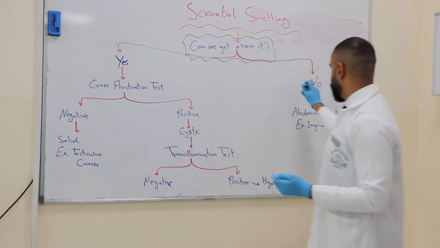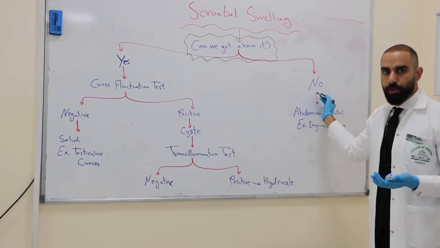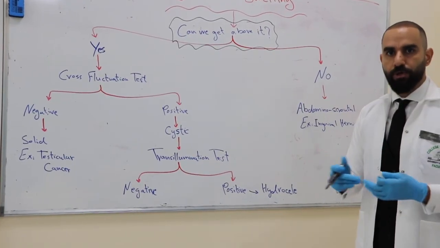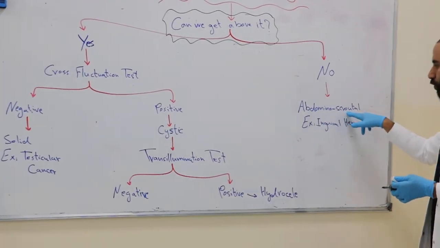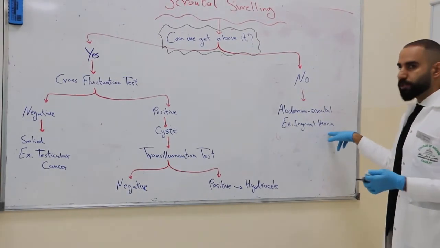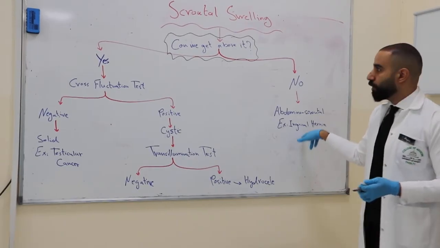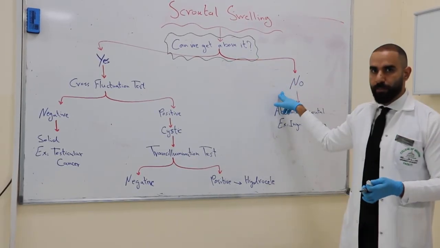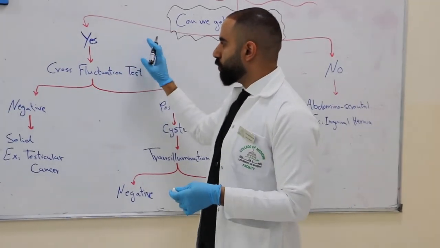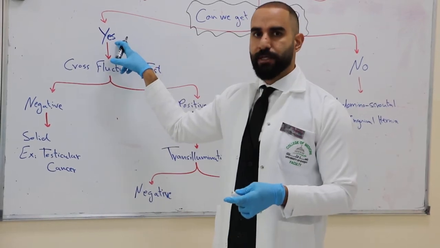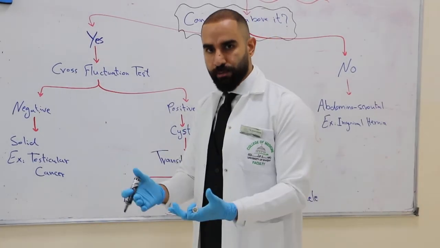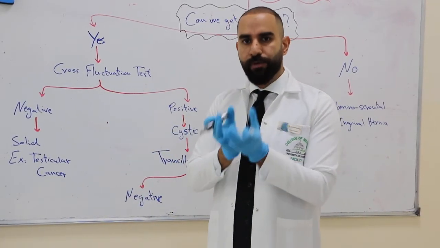Now, if we cannot get above the swelling, then this means that this swelling is coming through the inguinal canal. So this is rather an abdominal-scrotal swelling. It's not an intrascrotal swelling. So, for example, this is most likely an inguinal hernia. So this is if we cannot get above the swelling. Now, in case we can get above the swelling, this means that this is an intrascrotal swelling. So this swelling is not originating from the abdomen, rather it's a pathology within the scrotum.